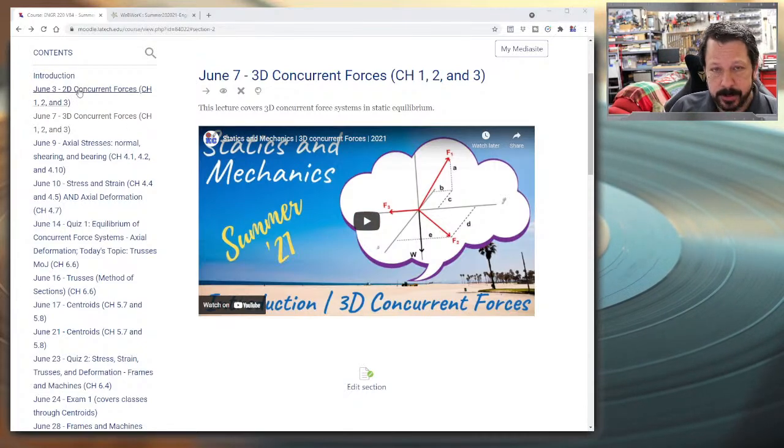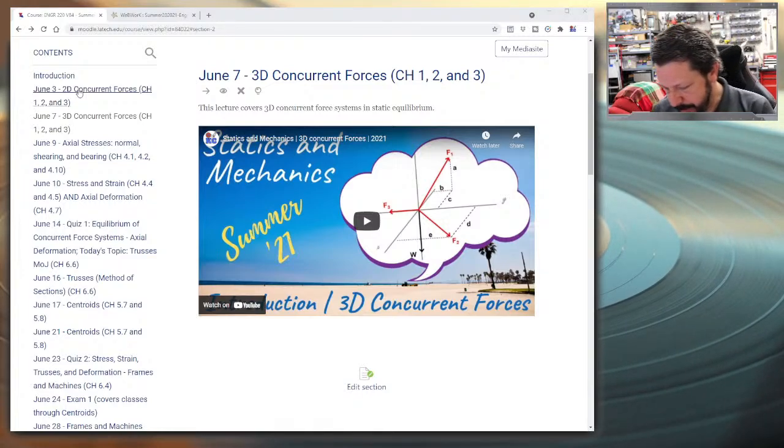We did 2D concurrent force systems last time, plus an intro to things like resultants and force components, your basic review things. So last lecture on June 3rd should have been all review. Today should be about half review and half new stuff. We're going to add in the 3D idea.